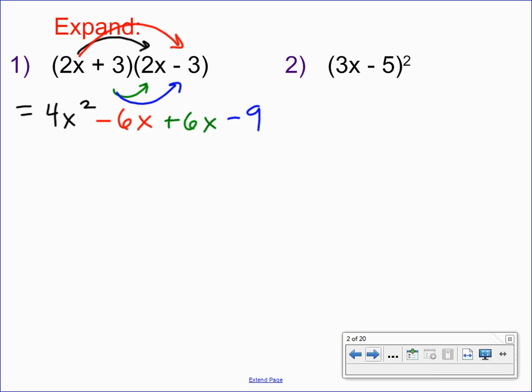However, this isn't my final answer. We see that these middle terms, negative 6x and positive 6x, are both linear terms. They're both x to the first, so they could be combined through addition and subtraction. And by golly, it looks to me like they cancel one another out. So my final answer would be 4x squared minus 9.